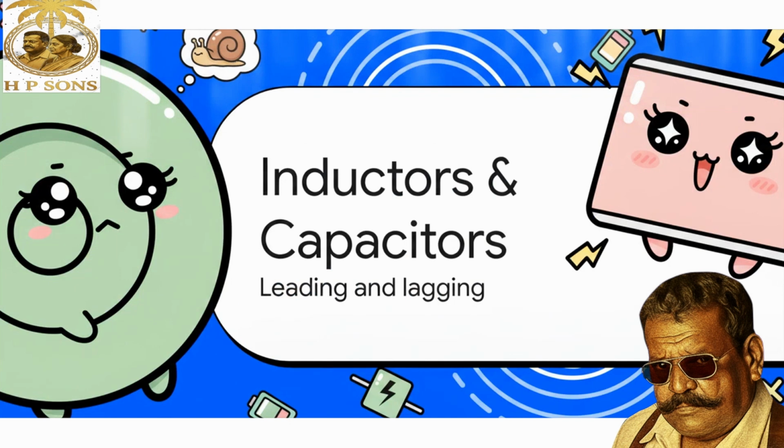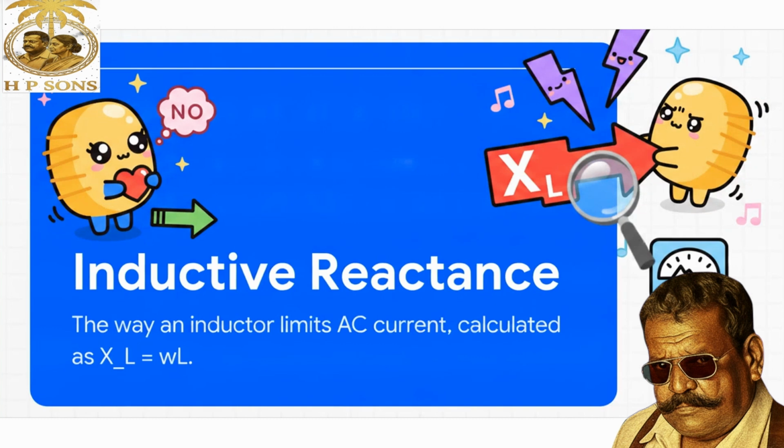All right, section 4, inductors and capacitors. Let's introduce two components with very distinct and, frankly, almost stubborn personalities. Let's look at the inductor first. It's essentially just a coil of wire. But thanks to Faraday and Lenz's laws, the inductor actively resists changes in current by creating a self-induced EMF.